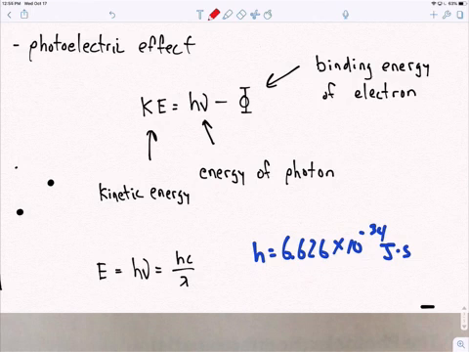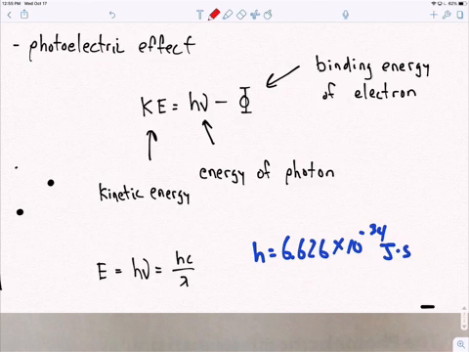Look at it the other way around. If I shoot a photon at something, and I add energy to something and an electron is ripped off, the amount of energy of the light that I put in to rip it off is equal to the energy of whatever it is that it throws off, plus how strongly it's bound.